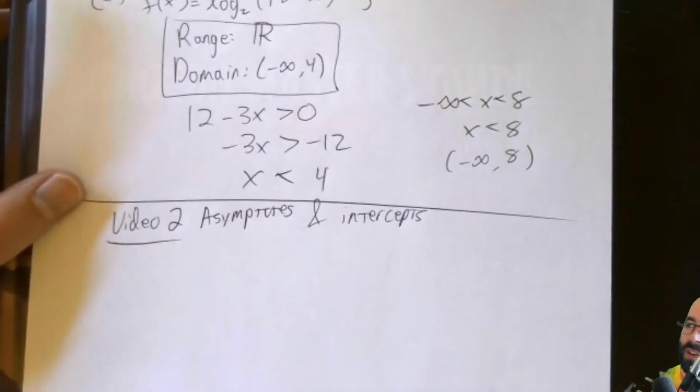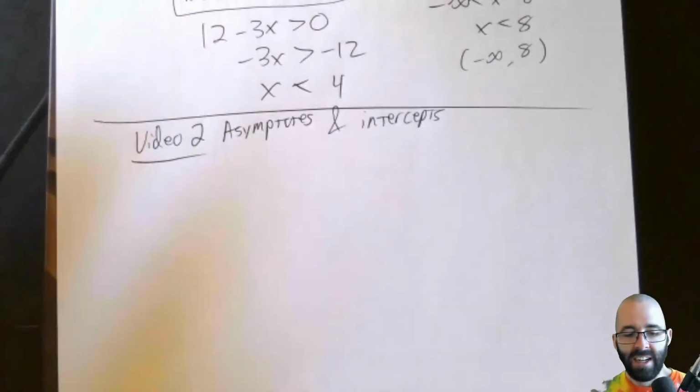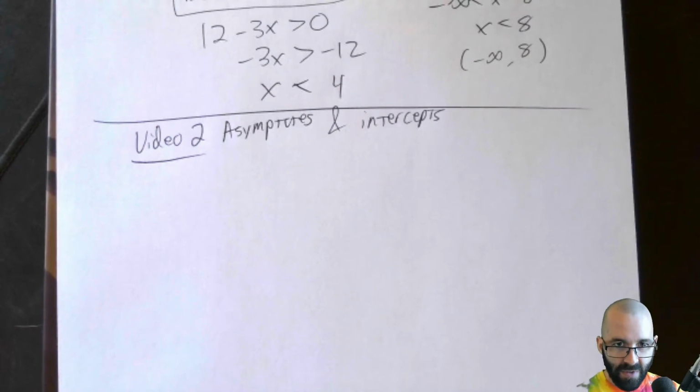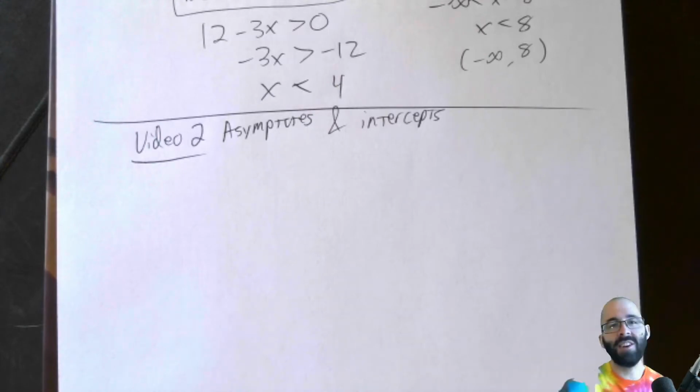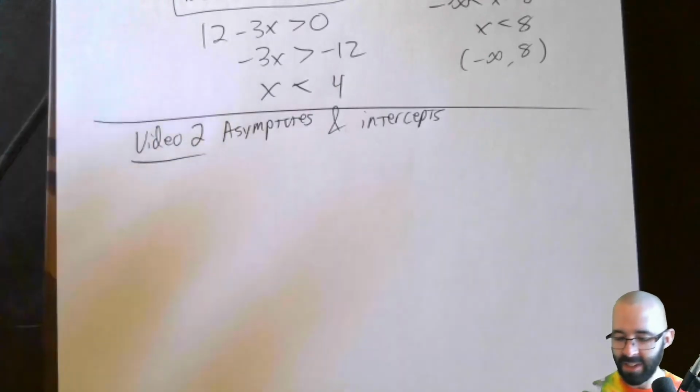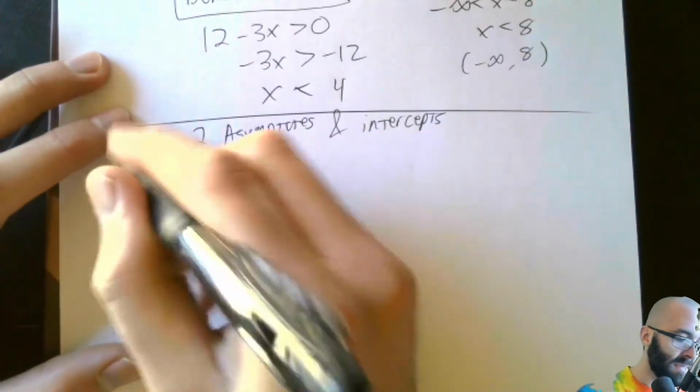All right. We're going to talk about asymptotes and intercepts. Intercepts are the previous section, really. Asymptotes are the previous video. So really, this whole video, you've already done it, okay? Don't believe me? Well, let's check it out.